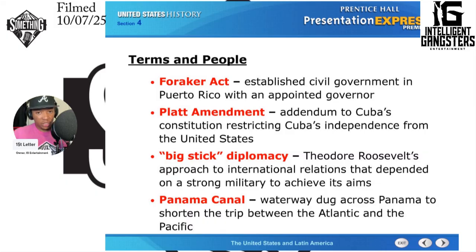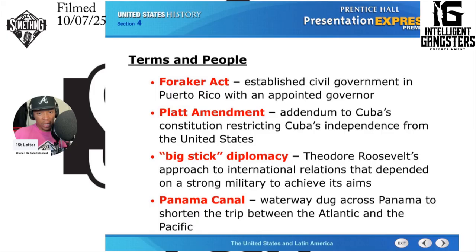Big stick diplomacy, that's Theodore Roosevelt's foreign policy when it comes to Latin America, basically saying, hey, we are willing to use that military if we need to, to achieve what we want to achieve on this side of the world. You know what I'm talking about?